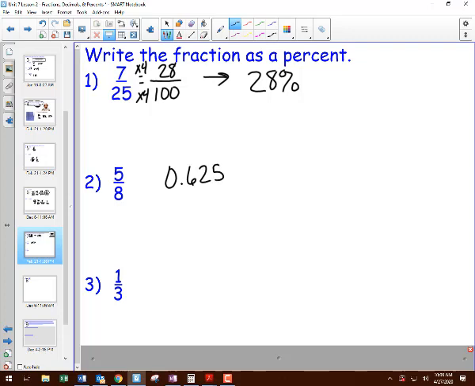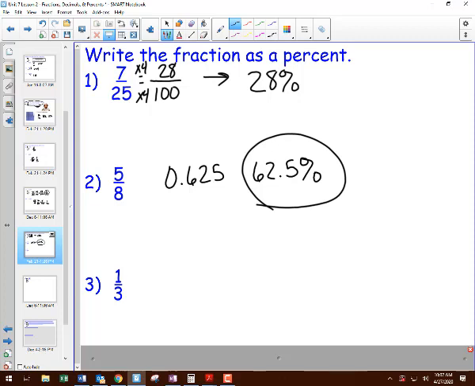Okay, so now are we in a better spot to go to a percent? Well, I think so, knowing that I can move this decimal 2 spots to the right and get 62.5%. Remember, moving the decimal 2 spots to the right is the same as multiplying by 100, and that'll give us a percent.